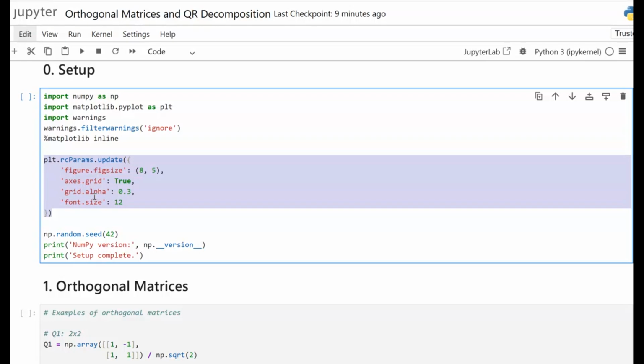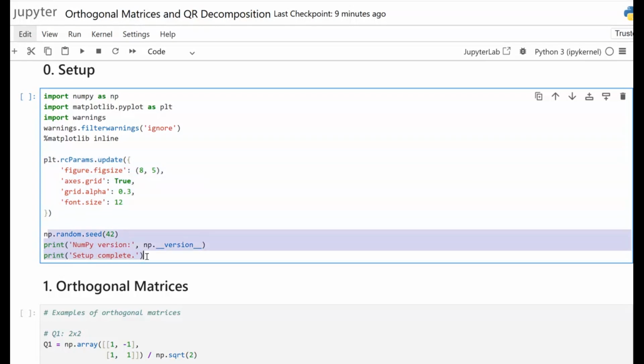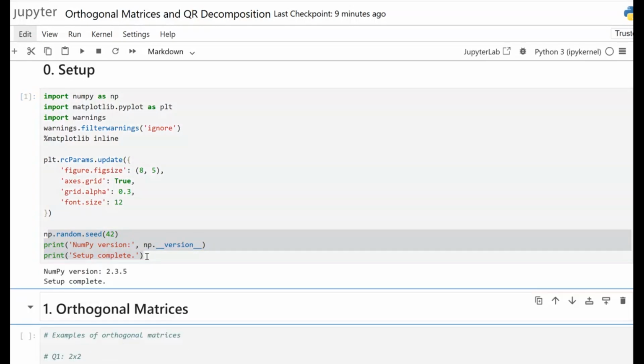And dear friends, of course, we have included the version. Yes, it prints the installed version of NumPy by accessing the version attribute. Okay, so let me execute and see what is the exact version. Yes, here NumPy version, it is 2.3.5.